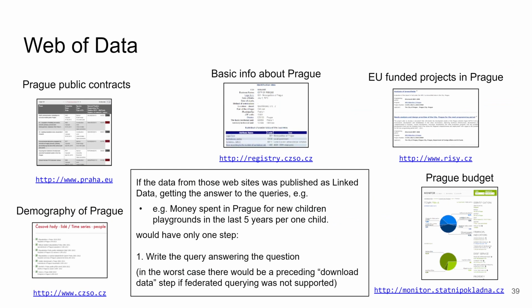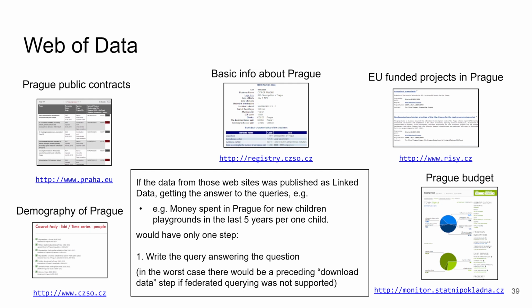Now, coming back to the original example, if the data from those websites were actually published as linked data properly, the data user could just translate the query given in plain English into a query in SPARQL, for instance, which is the query language for the web of data, which is similar to SQL for relational databases, and just write the query and get the answer. So they would skip all the data integration and parsing steps.